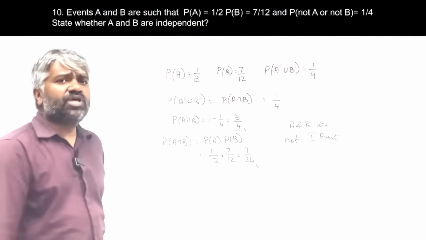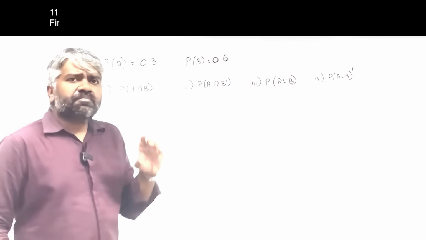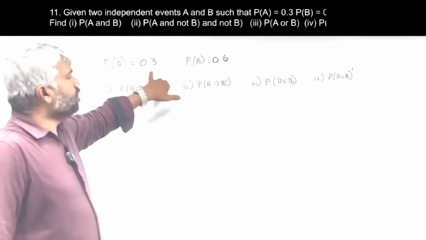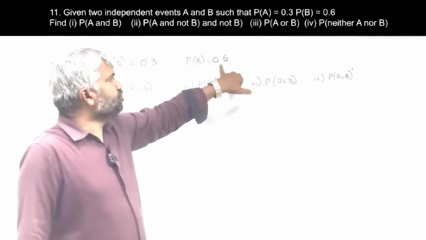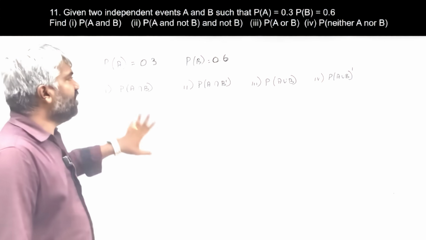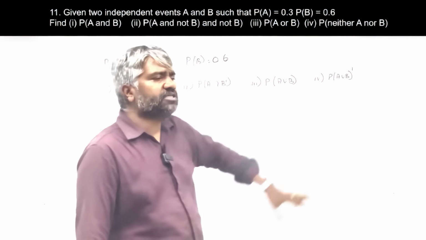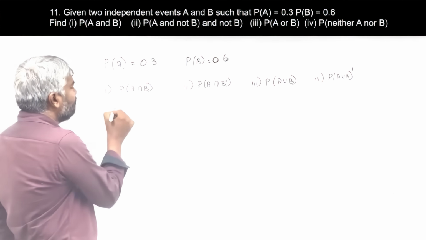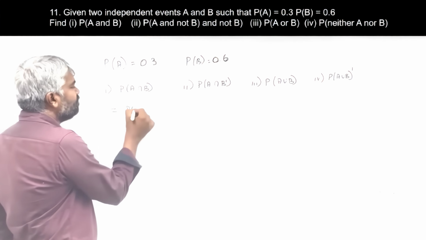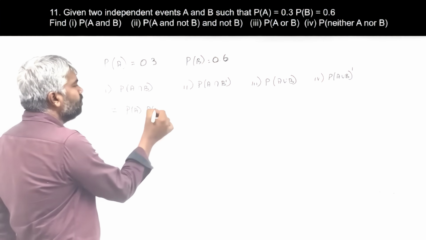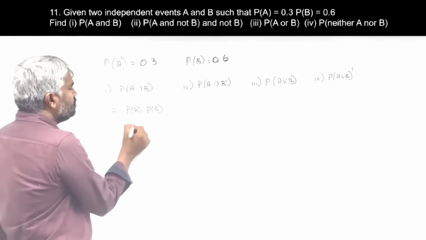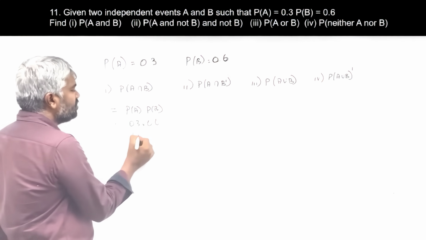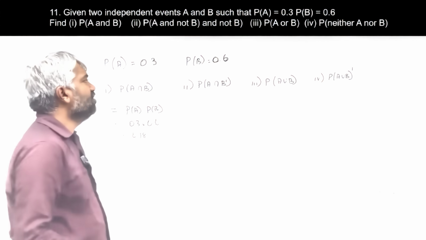Right? So we can move to the next question. They have mentioned that A and B are independent events. From that, they have given P(A) equal to 0.3, P(B) is 0.6. Now we need to find the answer for all the 4 subdivisions given in the question. It's very simple question. What is P of A intersection B? Which is P of A into P of B. So 0.3 into 0.6, which is 0.18.